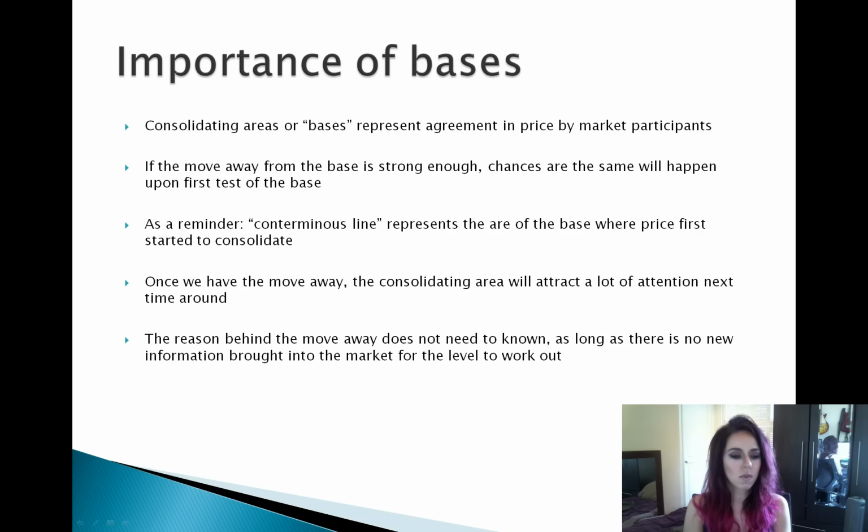Wherever the price moves away from there, chances are once the price returns to test the consolidation level for the first time, the same thing will happen again. And you don't really need to know the reason behind why something moved away. Because if everything else lines up and there was no new information fed through the market, that particular level of consolidation will still attract a lot of attention.